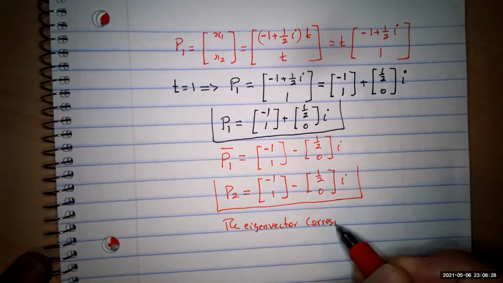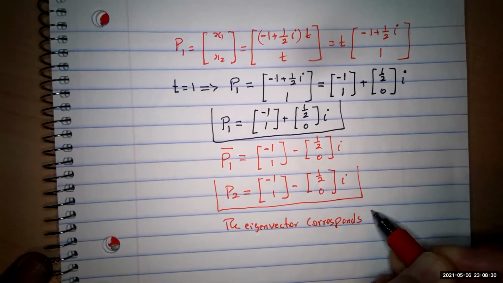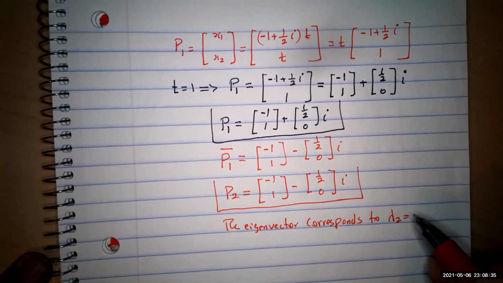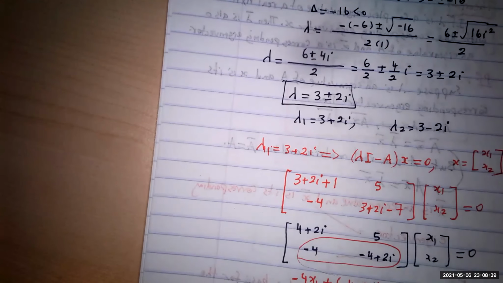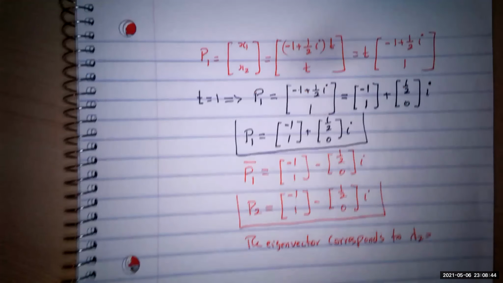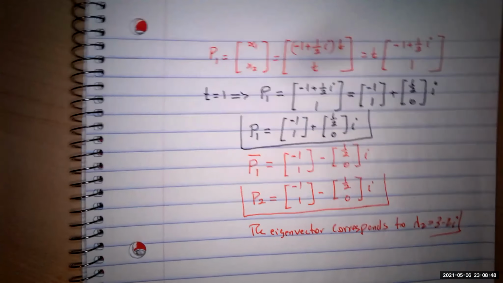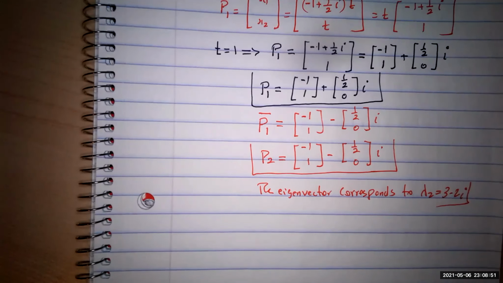that corresponds to what? To lambda 2. Remember, lambda 2 was 3 minus 2i. That was the lambda 1 that we found, 3 plus 2i, and this is 3 minus 2i. So that's how you take care of these real matrices when we try it and we get the complex solutions. Not a big deal.